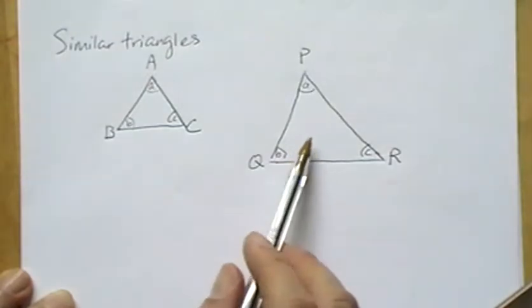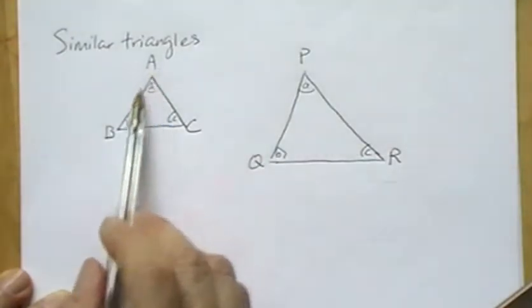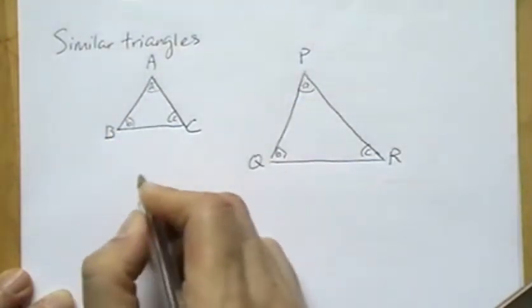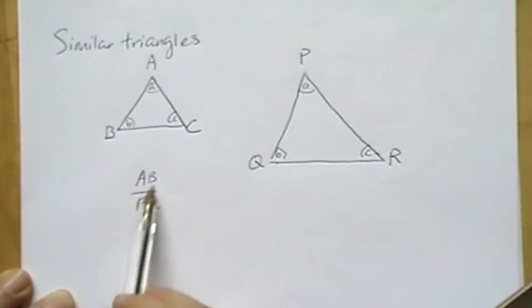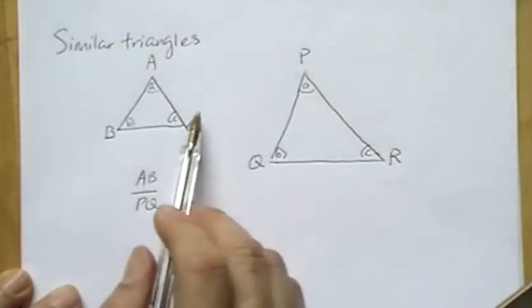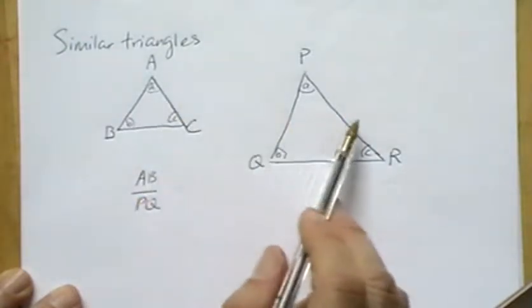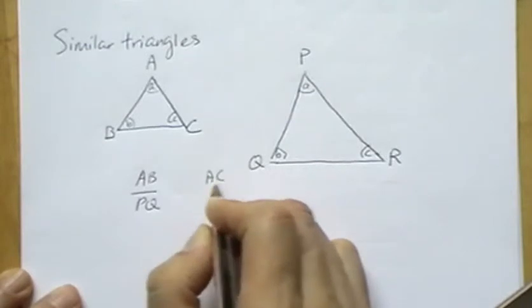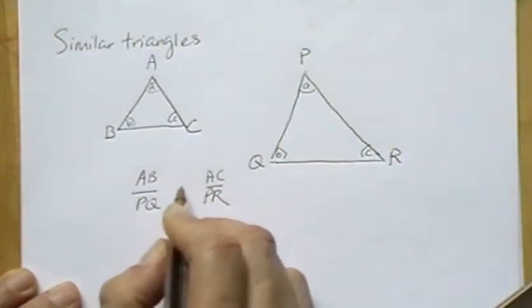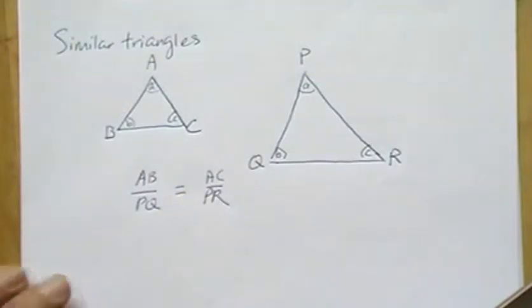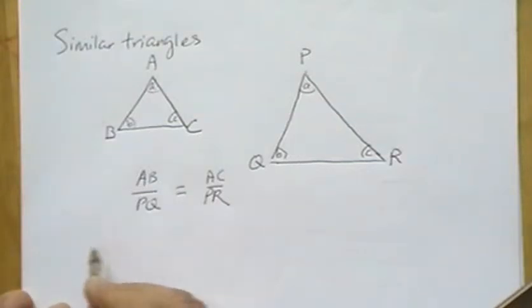The ratio of the corresponding sides means, for example, AB over PQ. So this is a ratio of these two corresponding sides. Now, I can have another two corresponding sides, AC and PR. Right? And the mathematics of similar triangles tells us that these two ratios are equal. So in this session, I'm going to prove this.